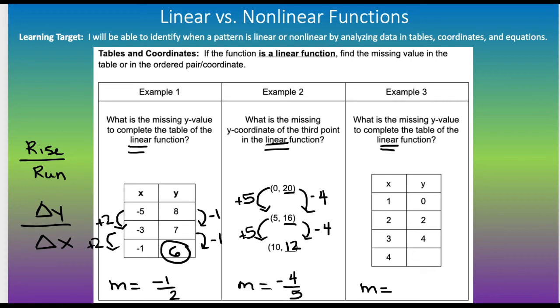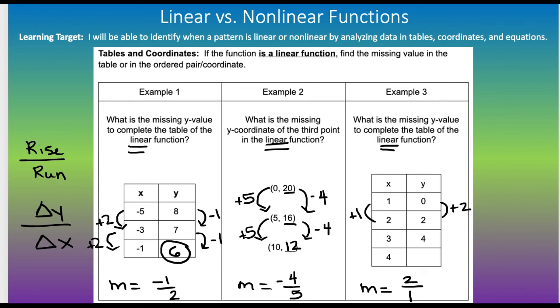To go from 0 to 2, I am adding 2. To go from 1 to 2, I am adding 1. Remember, the change in the y is the numerator, so that's going to be a 2 in the numerator, and the change in the x coordinates is the denominator, so that's a positive 1. So that means my slope is 2, or 2 over 1.